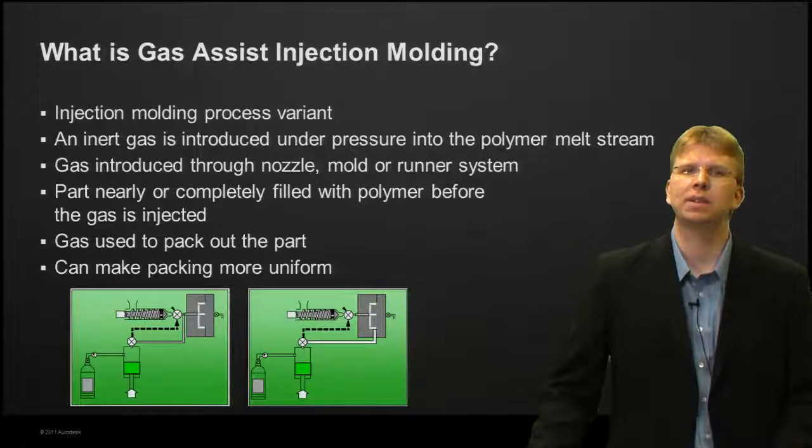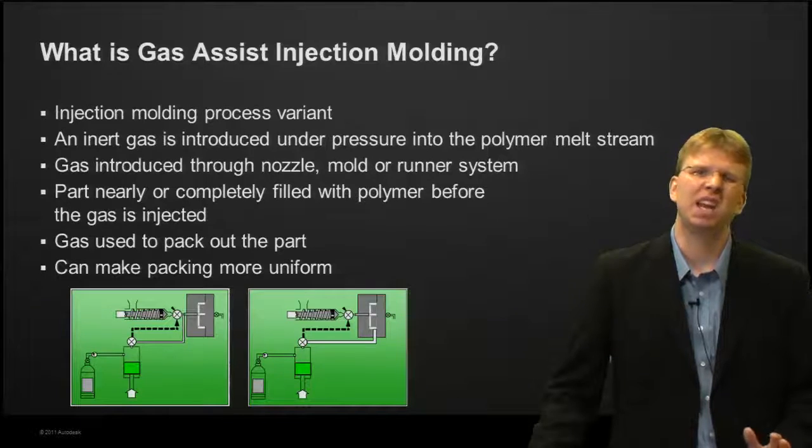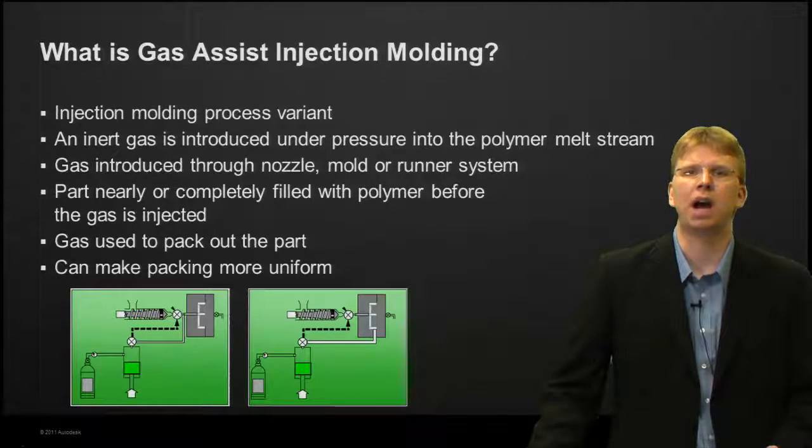So what is gas-assist injection molding? Well, it's an injection molding process that's a variant of the normal injection molding. An inert gas, typically nitrogen, is introduced under pressure into the polymer melt stream. The gas is introduced either through the nozzle or a section in the mold, typically called a gas pin, or even in the runner system itself. The part's nearly or completely filled, typically 80%, sometimes 50%, depending on how much gas you want to have inside of the part, before the gas is injected.